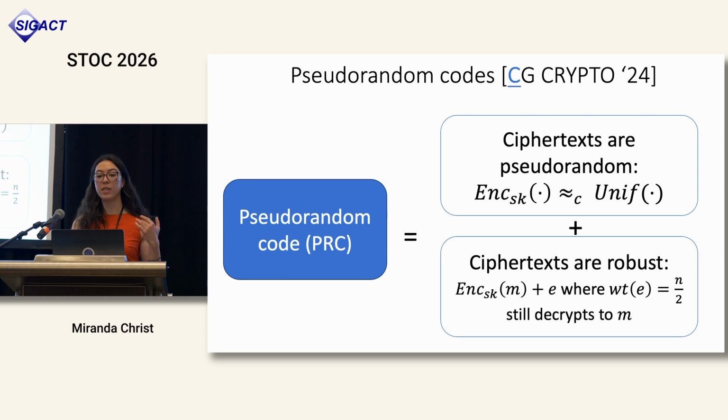The other property is that ciphertexts are robust to error. So if you have the encryption of some message with some low weight error, sorry, the weight is much less than n over 2, say some constant less than 1/2 times n, then this should still decrypt to the message. Any questions about these properties? Again, the weight should be a constant less than 1/2 times n.